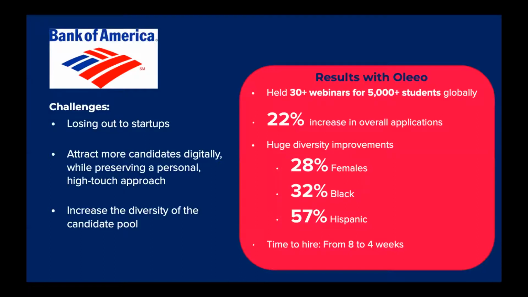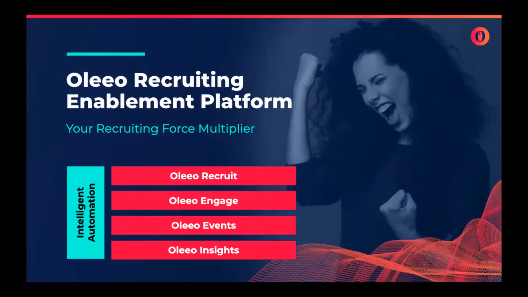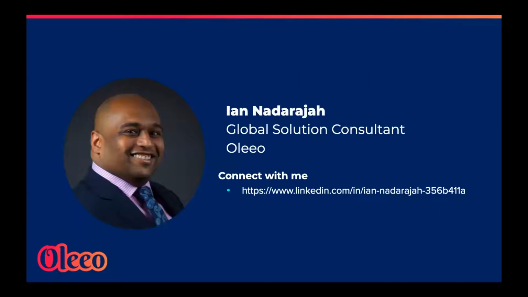I'm going to turn it over to Ian, but quickly, this is our recruiting enablement platform. I like to say it is the ultimate enterprise platform for campus recruiting. There are 4 main products: recruit, engage, events, and insights, and we have intelligent automation throughout. And so Ian's going to give you a taste of, not everything, we'd be here for hours and hours because we have a lot of functionality, but just to give you a sense, and hopefully in your head, breaks down the areas. So with that, I give you Ian Nadaraja, our Global Solutions Consultant, and someone I've been working with for over 10 years. So Ian, over to you.